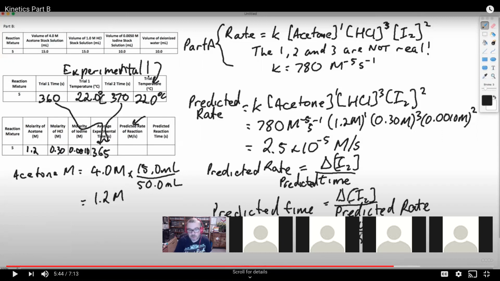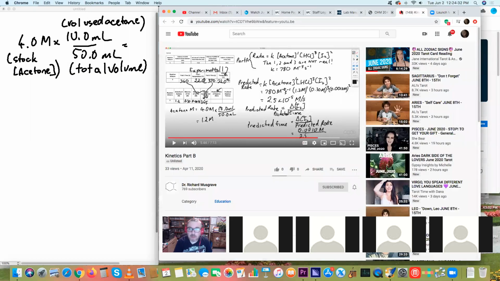I hope that's not too confusing. Does anybody have any questions about that? Are there any letters that are used to represent predicted time, predicted rate? Not really. Okay, you can just write them in as words. Yeah, it's probably the best way of doing it. That way you don't get them mixed up with actual times. These are just predicted based on what we already have. All right, any other questions about part B? All right.